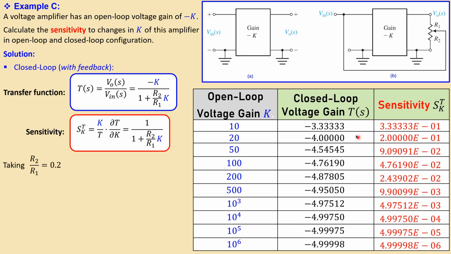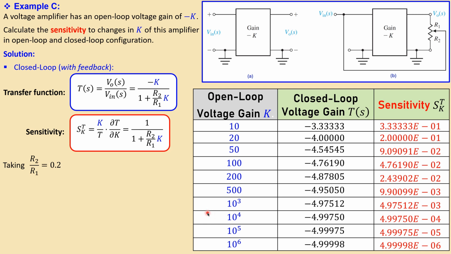And what is also interesting is the closed loop gain is also approaching the value of minus 5, which is actually the inverse of that one with a minus value. That is the actual gain of an inverting amplifier. But more importantly is the sensitivity. Sensitivity is almost 0 when this open loop voltage gain of your amplifier is becoming larger.